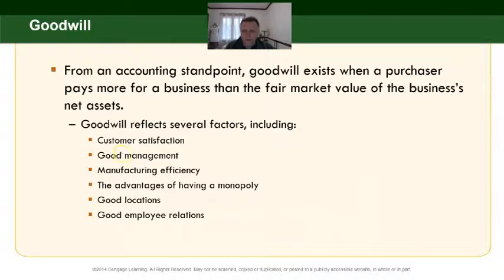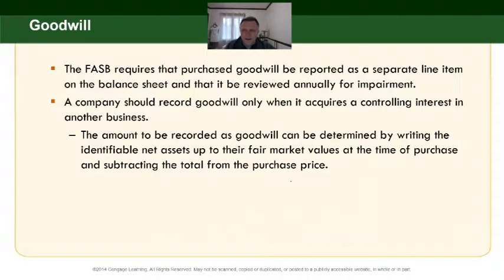Goodwill, again, we talked about that. These are all different categories of goodwill. Some of them are community related; even manufacturing efficiency could be considered a tangible asset. The Financial Accounting Standards Board requires that purchase goodwill be reported. It can be reported as a separate line item on the balance sheet, and it's going to be reviewed annually for how it's affecting your company. A company should record goodwill only when it acquires a controlling interest in another business.